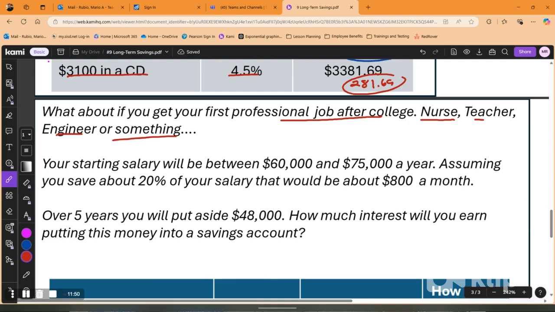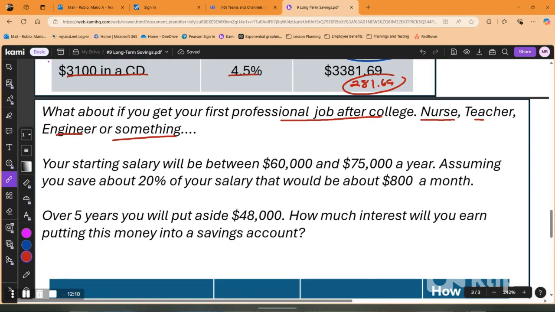When you get money in a paycheck, you should save at least 20% and spend 80. If you're real smart, you'll save half and spend half. If you're really, really smart, you will save 80% and spend 20%. So I know that's hard.